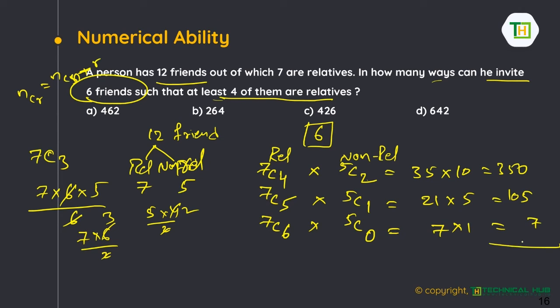Now you can add all the values. Here it is 350, 105 and 7, which gives 462. Total number of ways is 462. Option A is the right answer. Option A.